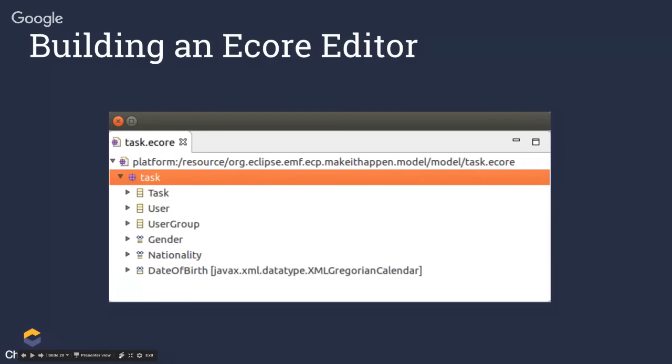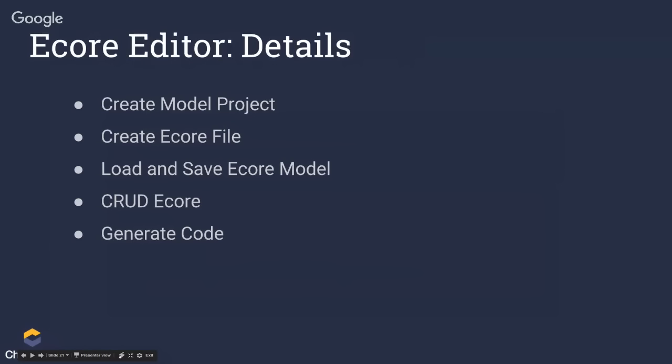So for example, what we see here are three entities: task, user, and user group of a simple data model. And the second step is you can generate code from that. Those are the main two use cases that we wanted to implement in Che 2. So let's have a quick overview of the detailed use case.